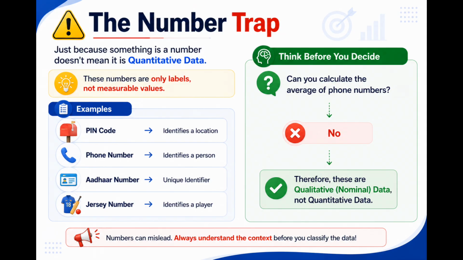Think about it, can you calculate the average of phone numbers? Of course not. That's because these numbers are used only to identify something, not to measure it. Therefore, they are actually qualitative data, specifically nominal data, not quantitative data. So always remember, numbers can be misleading. Before classifying any data, always understand its context.